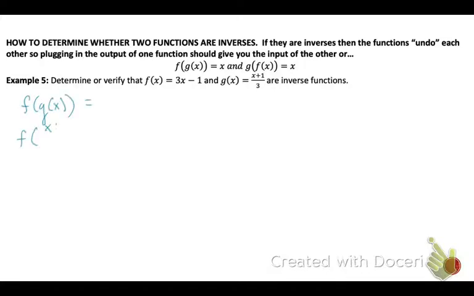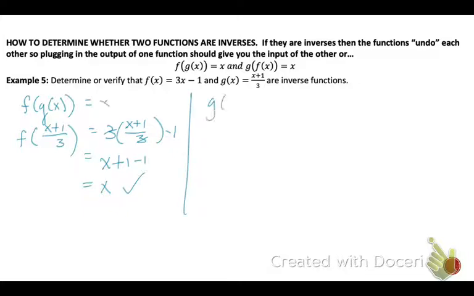So f of, we go grab g of x, which is (x plus 1) over 3, and we plug it into f of x. So that's 3 times (x plus 1) over 3, minus 1. So the 3's will divide out, and then we'll have x plus 1 minus 1. So yes, we are back to our original input. So now let's check g of f of x and see if that does indeed equal x.